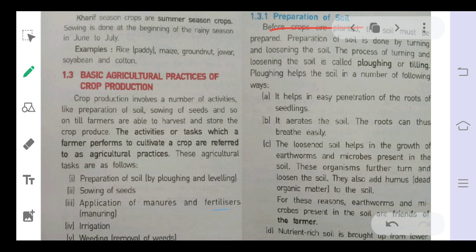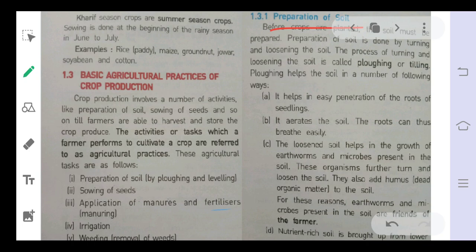Plowing or tilling, what is the benefit of this? Plowing or tilling loosens the soil. What is the benefit of loosening the soil? It will get the proper amount of air, as well as its water holding capacity will also increase. So the plants will get a proper amount of air and water. For that purpose, the soils are plowed or tilling is done.